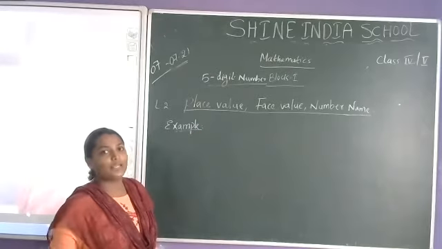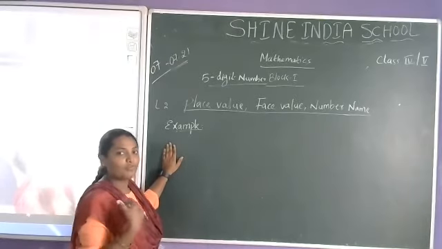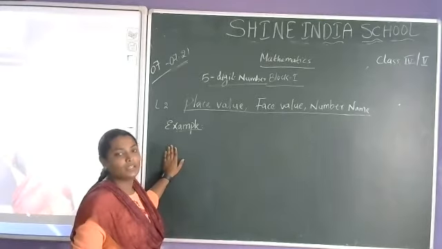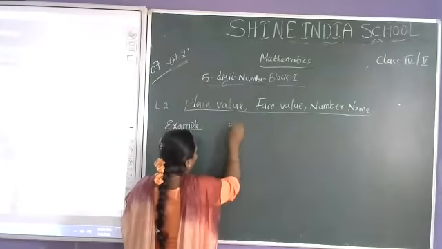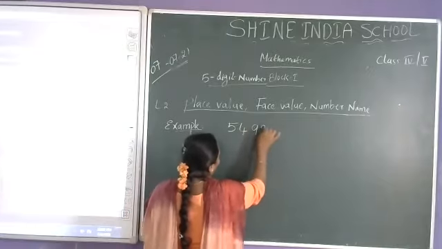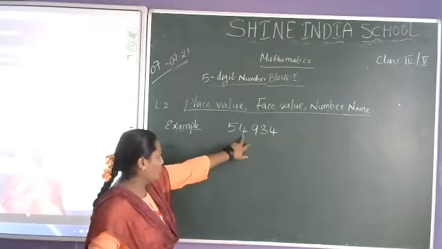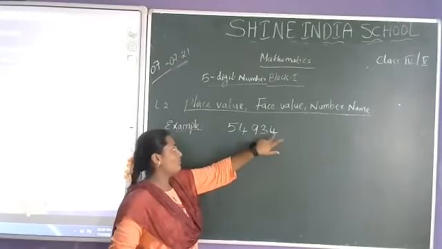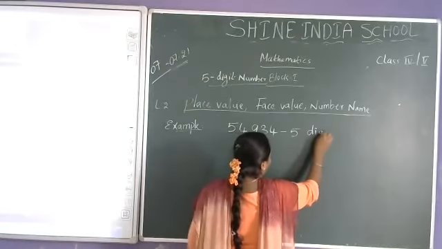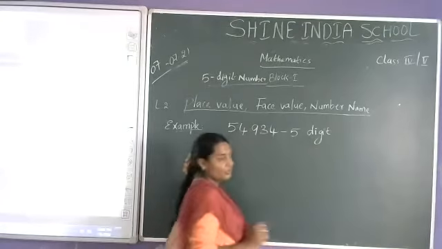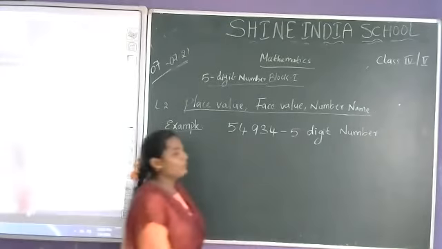Once, let me stop writing, don't write anything. Just listen to what I'm saying. After completion of my explanation, you can write this problem easily. Example: 5-digit number 54,934. How many digits are there? 1, 2, 3, 4, 5. So 5 digits. If you get a 5-digit number, listen, don't write.